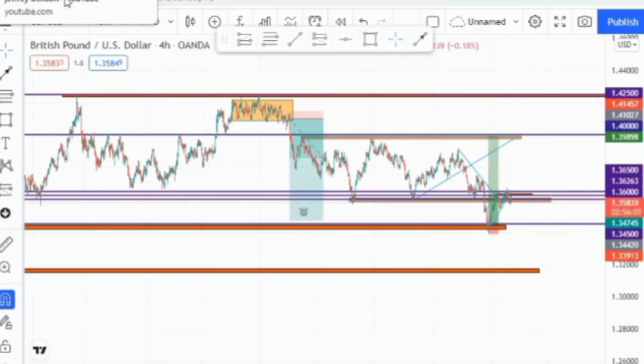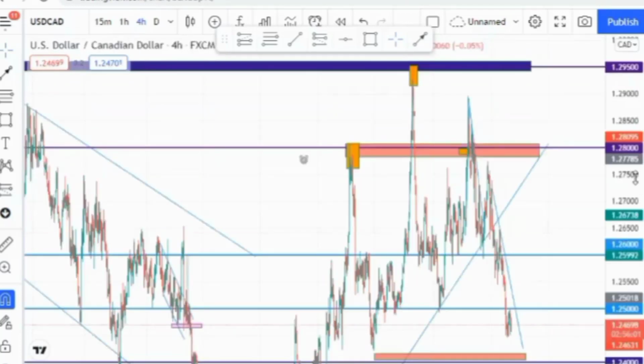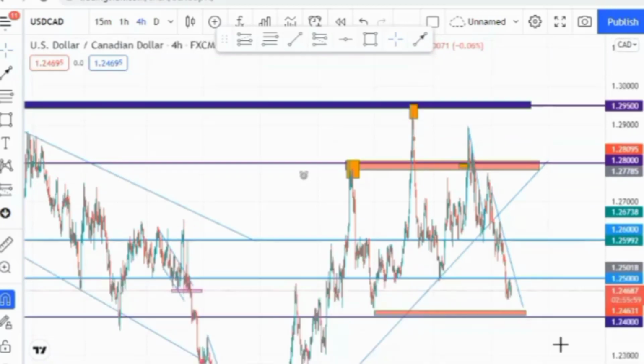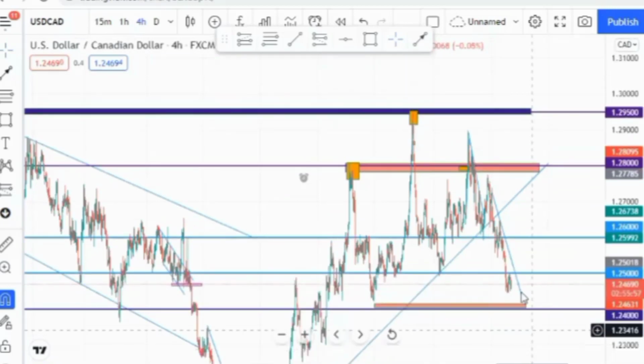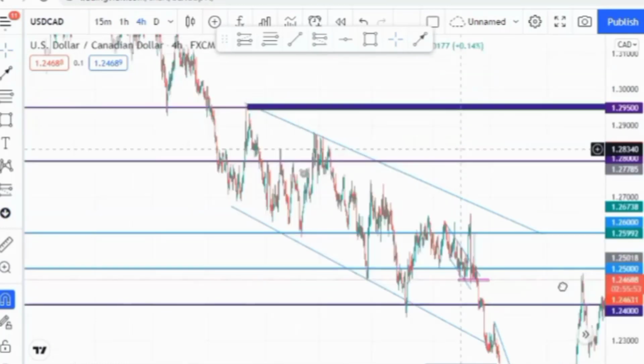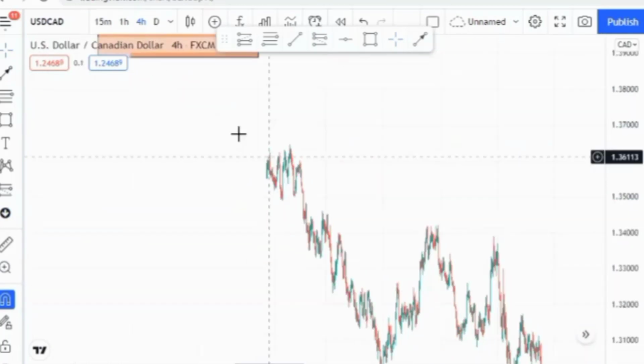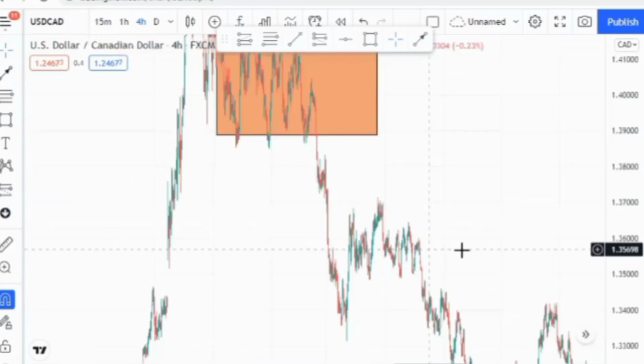Now let's get to the next video, which is the next chart, which is USD CAD. Let me show you how you can also picture your sniper entry and trade this accumulation phase. So let's go to where the first distribution phase occurred here. Yeah, coming towards it.